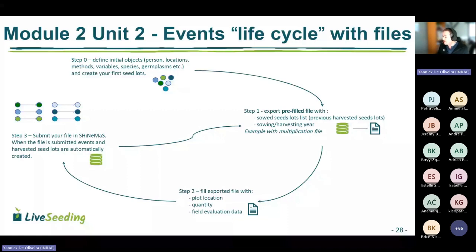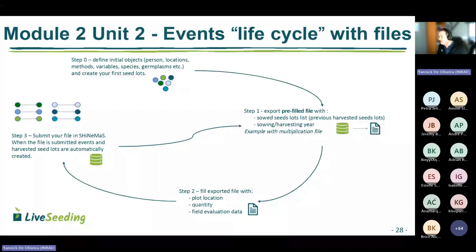After this step, SHineMas provides some tools to prepare some files. So you will be able to export pre-filled files. You can, for instance, select a set of seedlots, and you want to create a multiplication file. So you will define the year of sowing, and you will be able to define a set of information. And then you can export this file from the database.